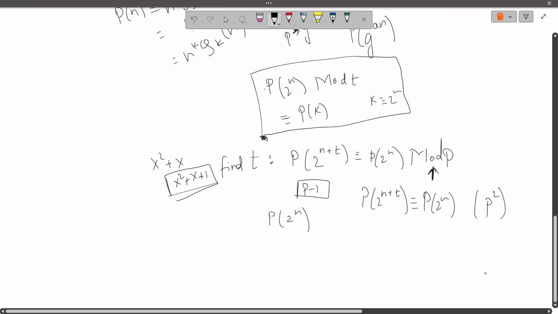Phi of p squared, right? So that's p into p minus 1. So you can take the phi, Euler totient or whatever you want to call it. Correct. So in general, if I replace this 2 with some k, you can still do it, right? It'll still work. Yes, since we have freedom.